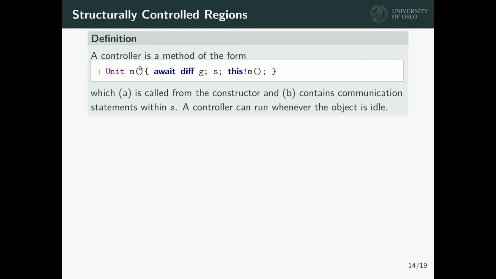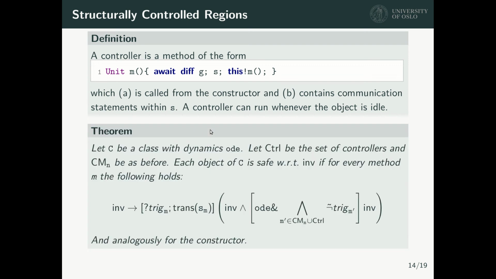A controller, for us, is a method which starts with a condition synchronization, has some statement and calls itself recursively. Two more conditions: it's called from the constructor, so it's always active, and this statement contains no communication. So no wait, no get, no calls, only simple imperative statements. What does this mean? This means that whenever the object is idle, I need to check this condition and can schedule this method or not, or a process of this method. Which means that this guard here describes the post region in every possible situation.